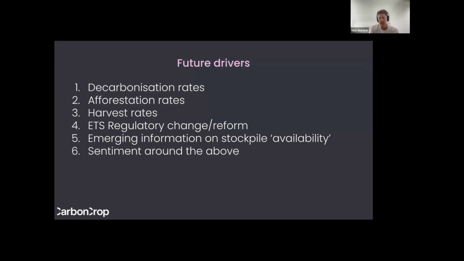But probably the biggest one is, in the short term, the sentiment around all of the above, like how much do people think these things are going to happen in the years ahead? Therefore, what do they think units are going to be available for and at what price in the future? Therefore, what should they pay for them now?